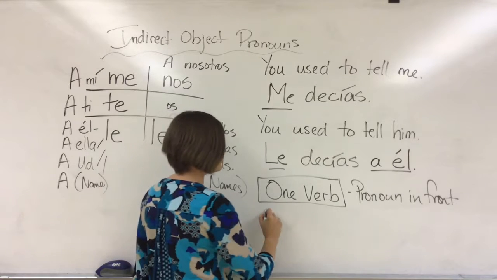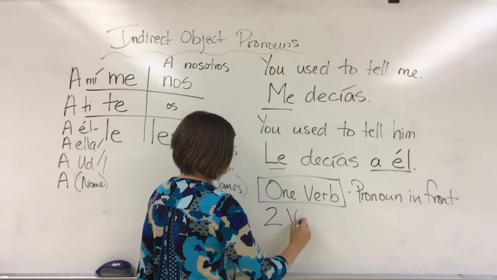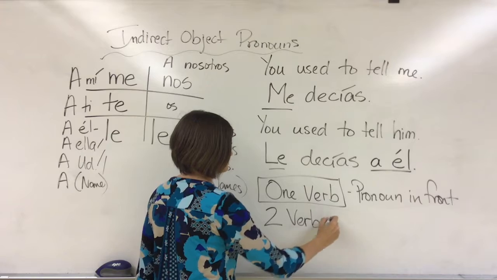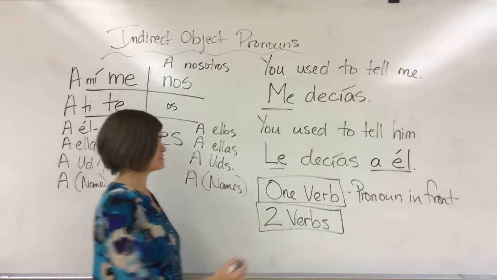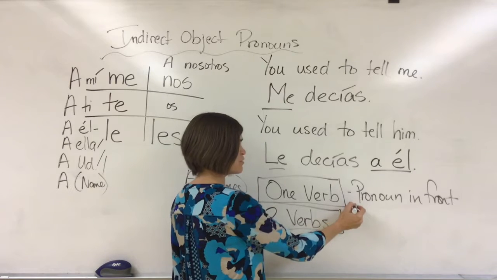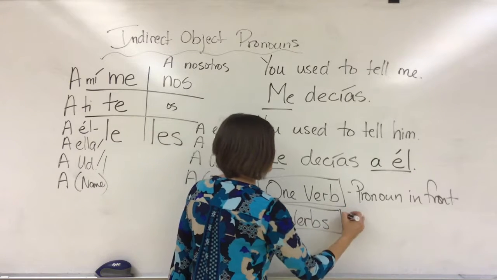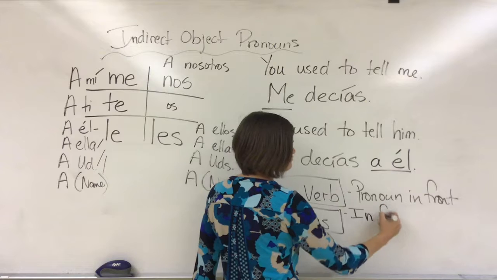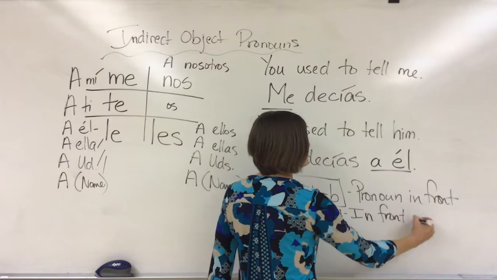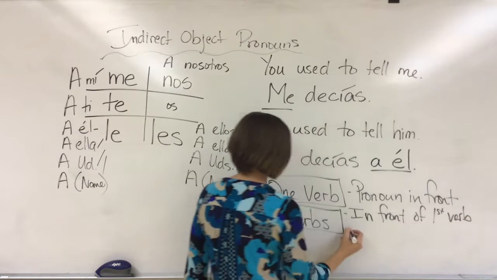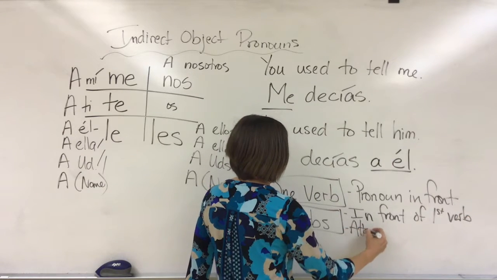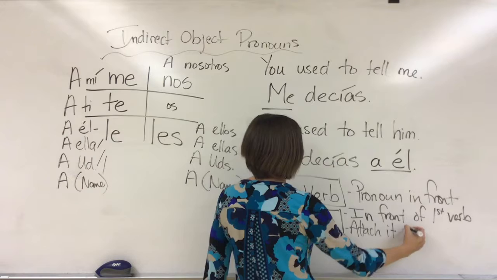If there are two verbs, then we have a choice. Okay? It can still go in front, but it would go in front of the first verb. Or we attach it to the second verb.